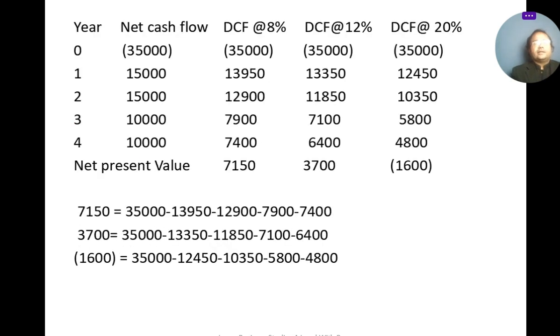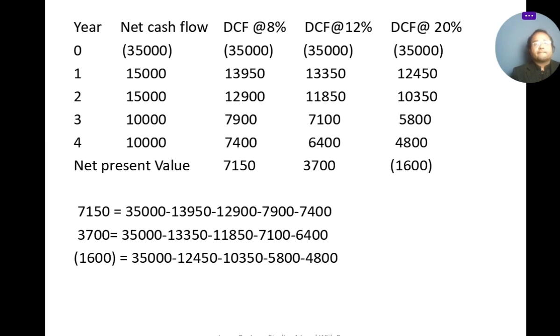So here there are three different discount rates: 8%, 12%, and 20%. Now you have to find out at which rate you get a zero NPV. Above that, you can accept the particular project. So at year 0, initially you invest 30,000, and in year one you get a cash flow of 15,000.